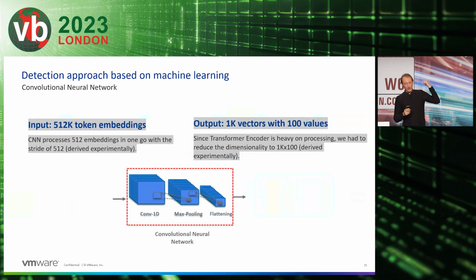So here in the middle of our model, we have a CNN, convolutional neural network, that inputs 512K embeddings and outputs 1K by 100 values. So we had to reduce dimensionality of the output because we have another neural network, which I'm going to talk about a little bit later, which is heavy on processing. So therefore, we had to reduce the dimensionality. It processes 512 embeddings in one go with a stride of 512. So all these values were derived from experiments, 512 and the output size.